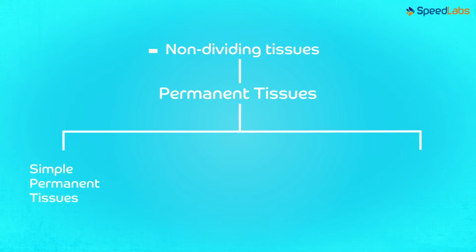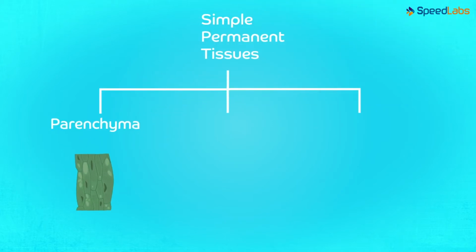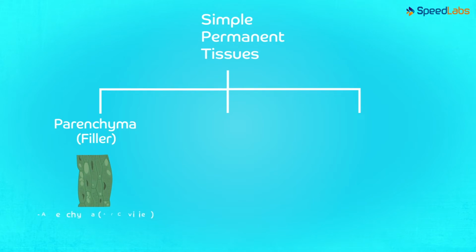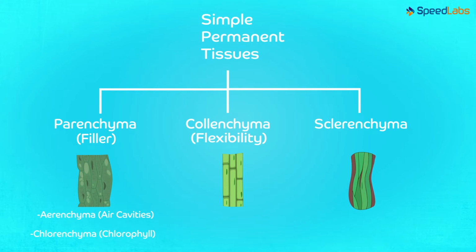According to their functions, they are classified into three types. Firstly, parenchyma that acts as a filler. It sometimes gets modified to have air cavities and is called the aerenchyma, or maybe it can have chlorophyll integrated, which makes up the chlorenchyma located in the green parts of the plant. Next in the list is the collenchyma, which works to give flexibility to the plant. And lastly, we have the sclerenchyma that functions to give rigidity and strength to the plant.